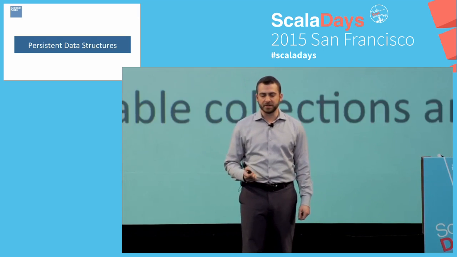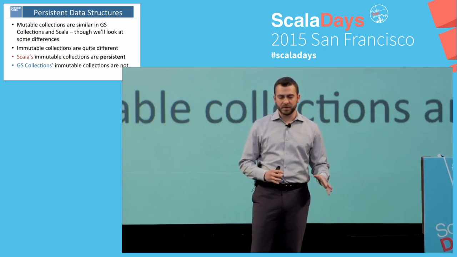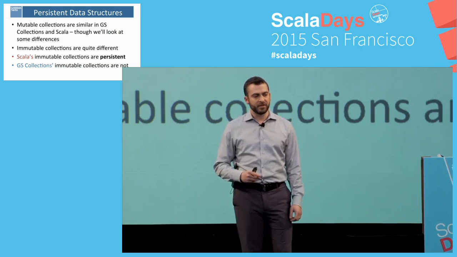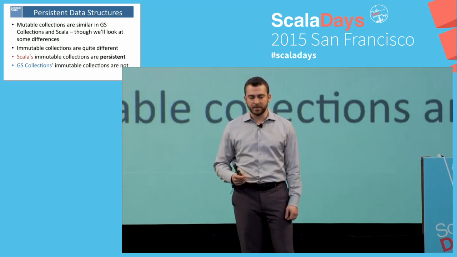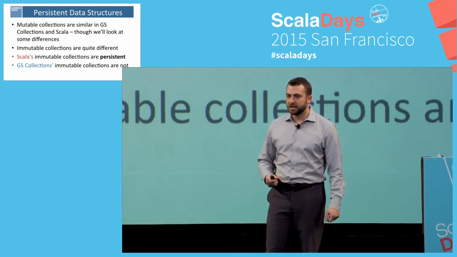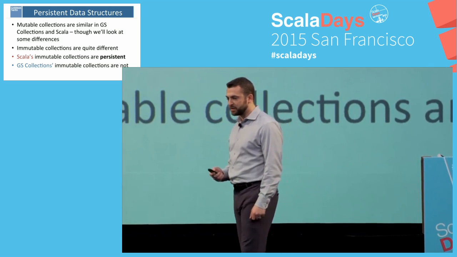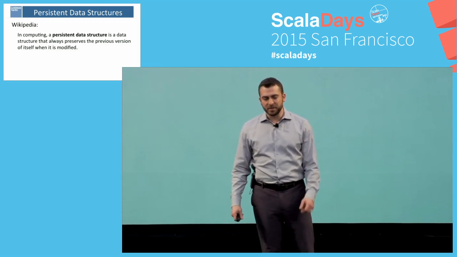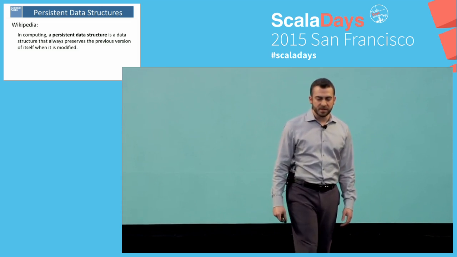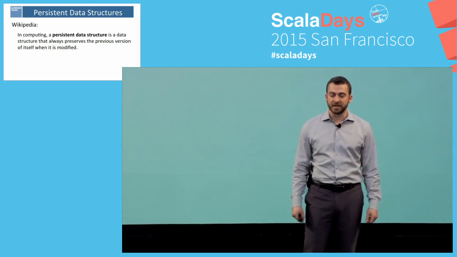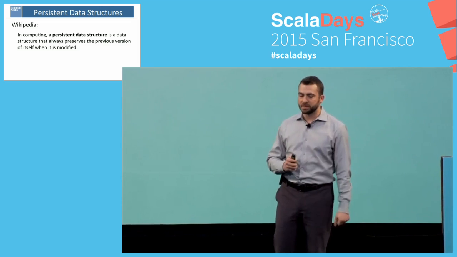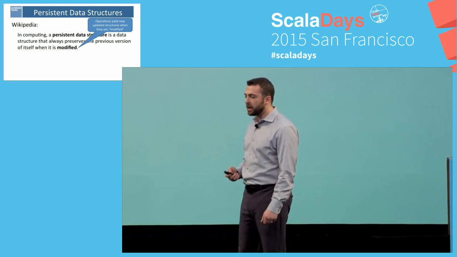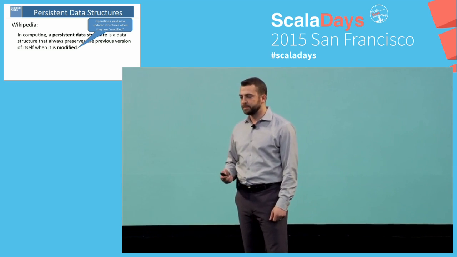Okay, persistent data structures. I will talk about mutable data structures more, but they're largely more similar. The immutable collections are very different between JS Collections and Scala because in Scala they are persistent, and in JS Collections they are not. So a lot of you will know what persistent data structures are, but I'll start with a definition. According to Wikipedia, it's a data structure that always preserves the previous version of itself when it is modified. And I'll put modified in air quotes because they are immutable. We don't really mutate them, but operations yield new updated data structures when they're modified.